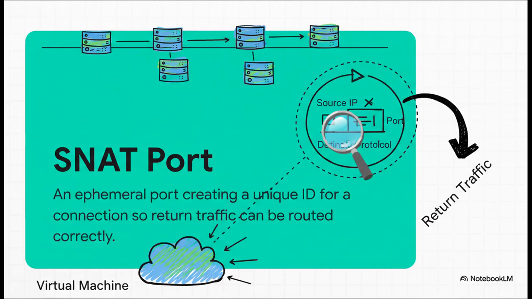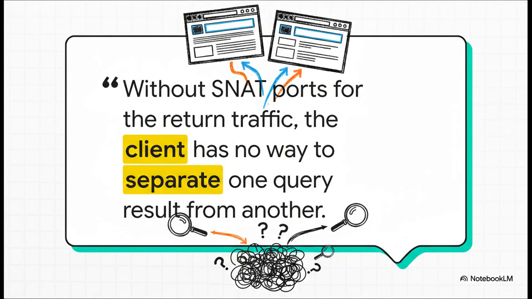So what even is a SNAT port? Well, every single time your VM makes a connection to something on the internet, it grabs one of these temporary ports. This is what creates a unique return address, basically. It's a combination of IPs and ports that ensures when the data comes back from the internet, it gets routed to the exact right process on your VM that asked for it.